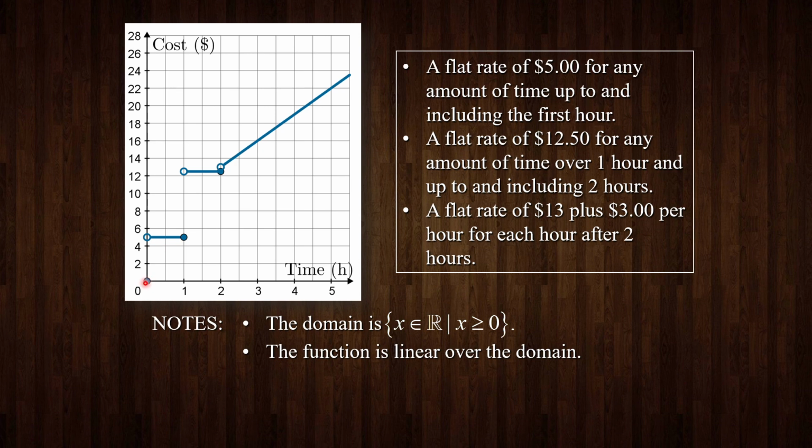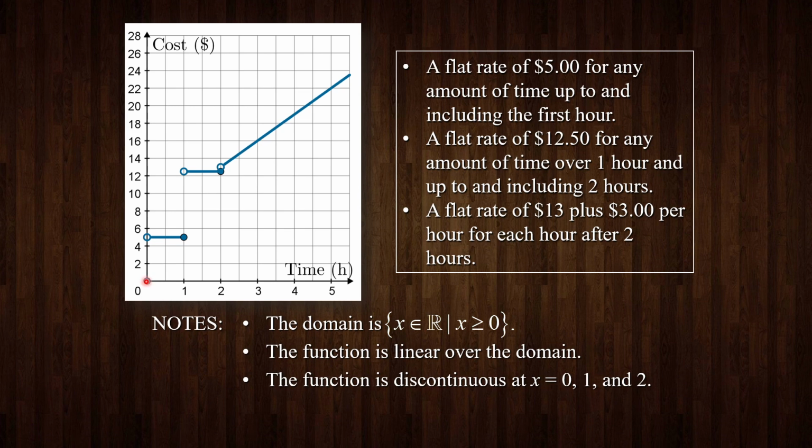And I guess we could kind of consider this tiny little dot here to be part of a linear function too. I mean, it's only 1 point, so I guess we could say that it's a single point on a linear function. The function is discontinuous at x equals 0, 1, and 2.